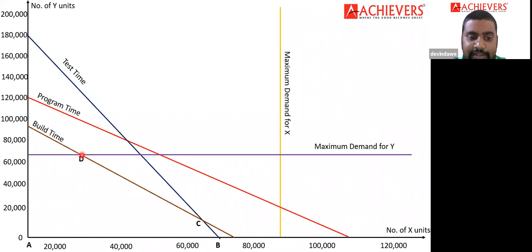Clear? So when I hit the demand constraint for Y, I have to move along the demand constraint for Y, because I can't go any further on the build time. I move along the demand constraint for Y until I hit the Y axis. That's the final point of the diagram, the feasible region, point E. Clear?